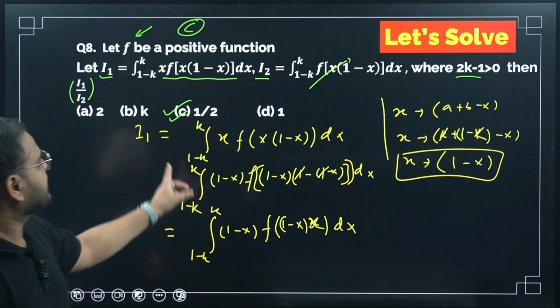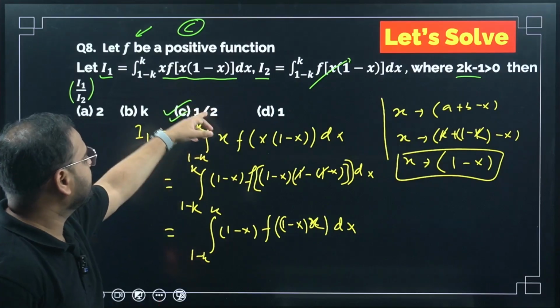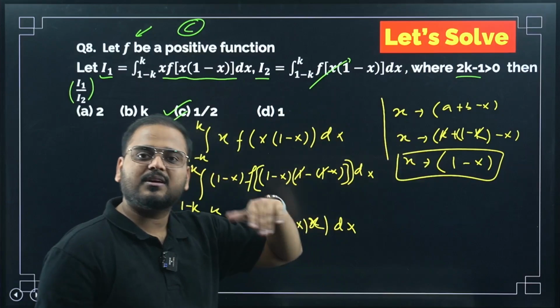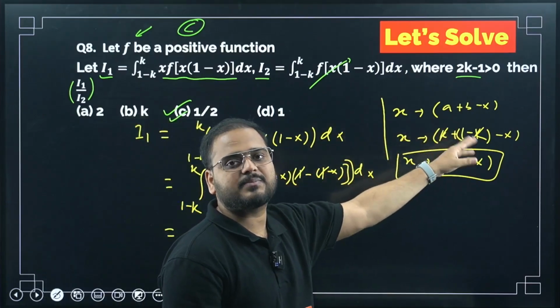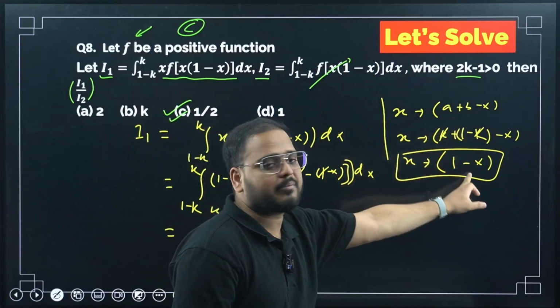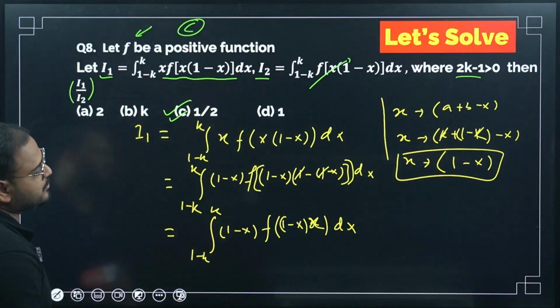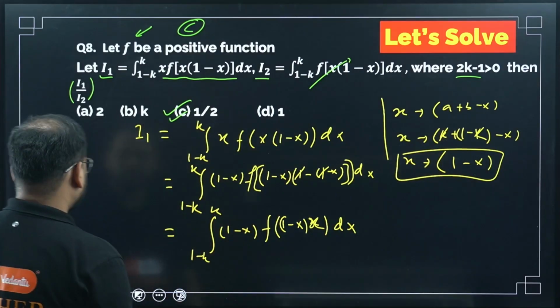I did nothing. Start from I1 here, and then I used this property for x, I substituted a plus b minus x, in the same limit. If you change it like this, a plus b minus x, the variable will be x to 1 minus x. The limit will remain unchanged. We got this result as 1 minus x times f of 1 minus x, x dx. Alright, moving on.